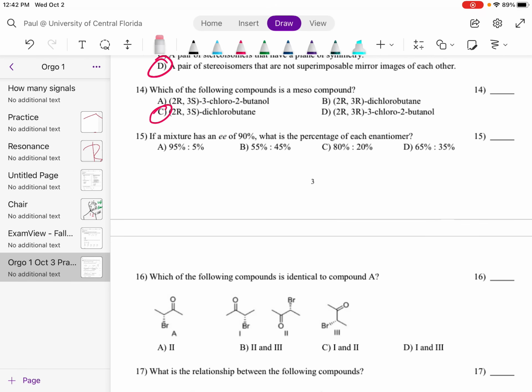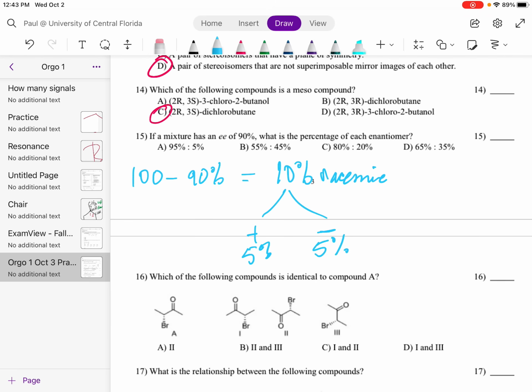If a mixture has a percent EE of 90%, what is the percent of the enantiomer? So that's simply meaning that if we have 100% of a solution minus the 90% EE, that's going to mean that we have 10% that is racemic. And the racemic mixture is going to be made up of the 2 parts, the positive enantiomer and the negative enantiomer. And since a racemic mixture means it's a 1-to-1 ratio, that would have to be 5% of the positive, 5% of the negative.